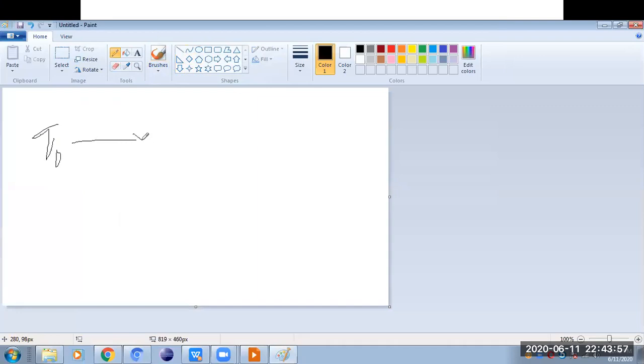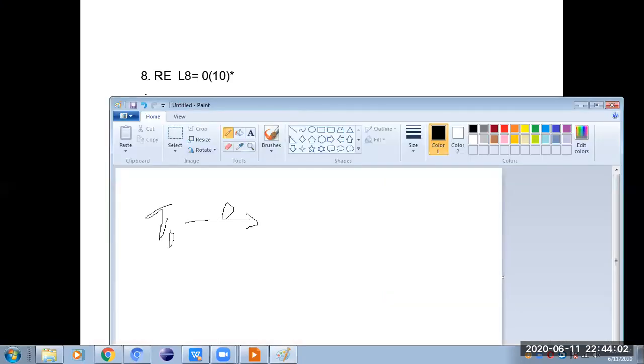Q0 on reading 0. If we assume 10 is empty, then from Q0 on reading 0, it will go to Q1, which is the final state. Why? Because 10 is the empty string. For example, in the second string, 010, 10 is present one time. So on reading the first 0, Q0 will come to Q1. After Q1, again it has 1. After 1, again it will read 0 only.